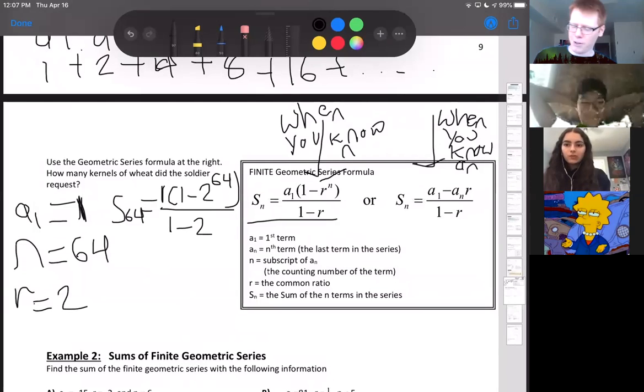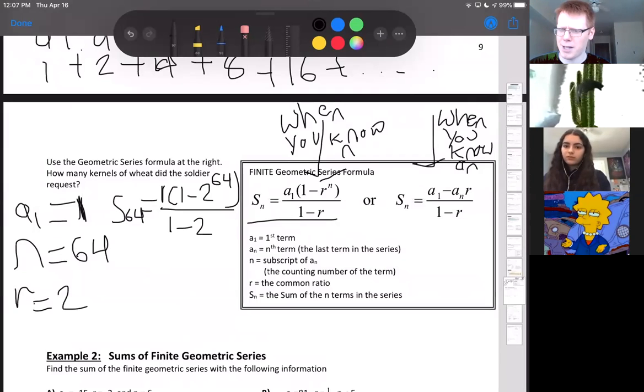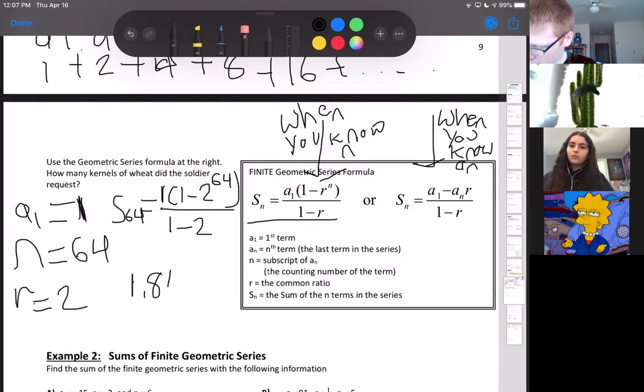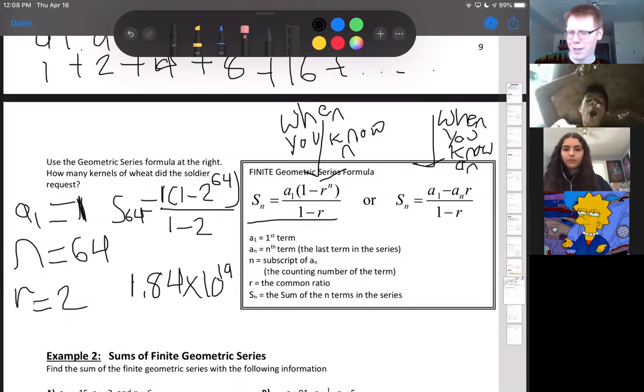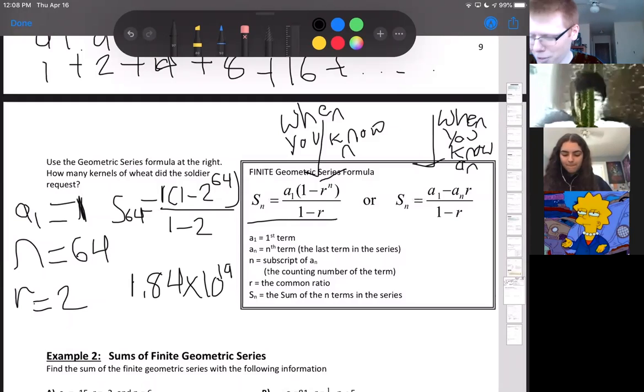I don't know if you guys have a calculator handy. One thing to be careful about when plugging this into your calculator is that I usually work out the top first, press equals, and then divide by the denominator. It might be tough to put everything in at once unless you use a lot of parentheses. I plugged this in, and you get something that overloads your calculator, so it gives you scientific notation. It's about 1.84 times 10 to the 19th power. So even though his request might have seemed pretty reasonable, it actually turns out that's a lot of grain.